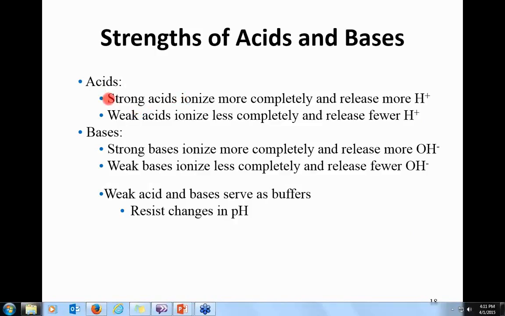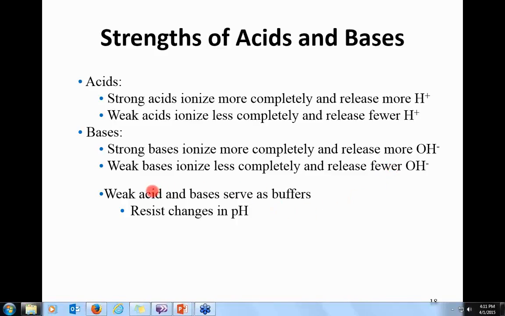The difference between a strong and a weak acid: a strong acid will release more hydrogen ions. A weak acid will release fewer hydrogen ions. And vice versa, a strong base will release more hydroxide ions, in other words, it will take up more hydrogen ions. And a weak base will release fewer hydroxide ions and also take up fewer hydrogen ions.